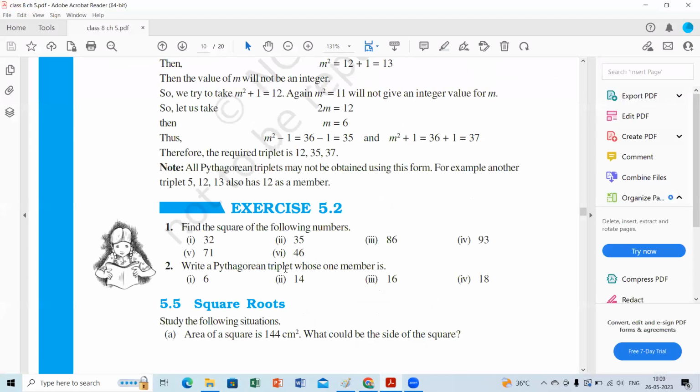There are a few more cases. Suppose here, of course, it is an even number. Can we equate it to 2m? Yes. Can we equate it to 2m?